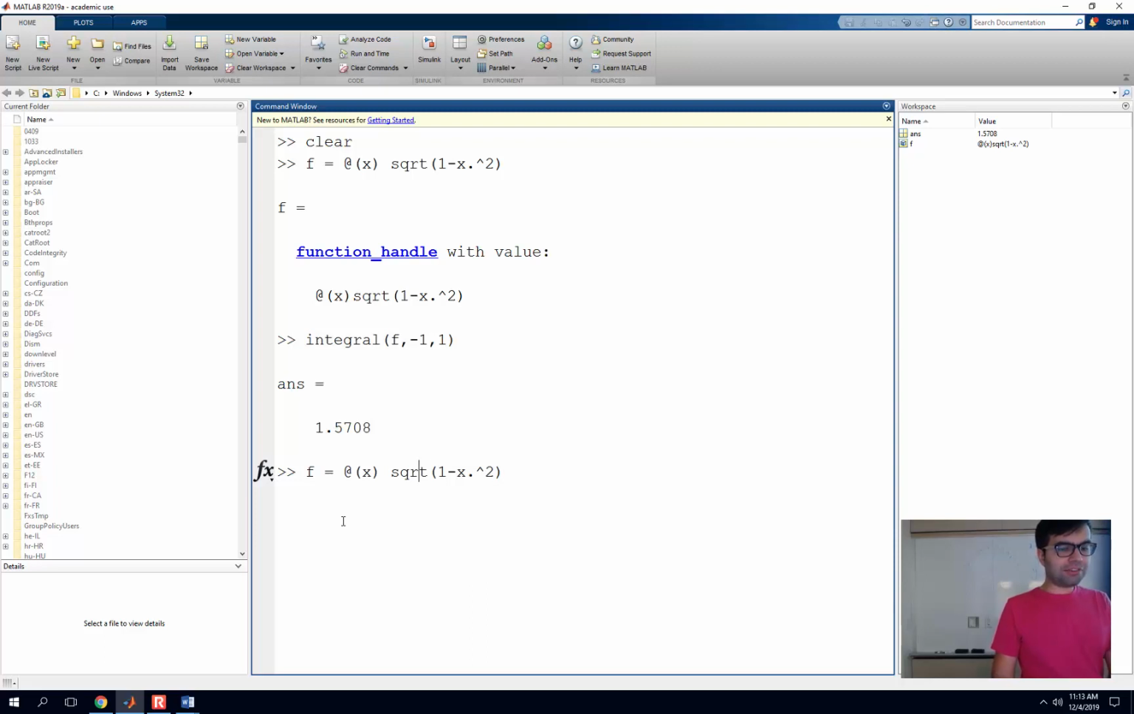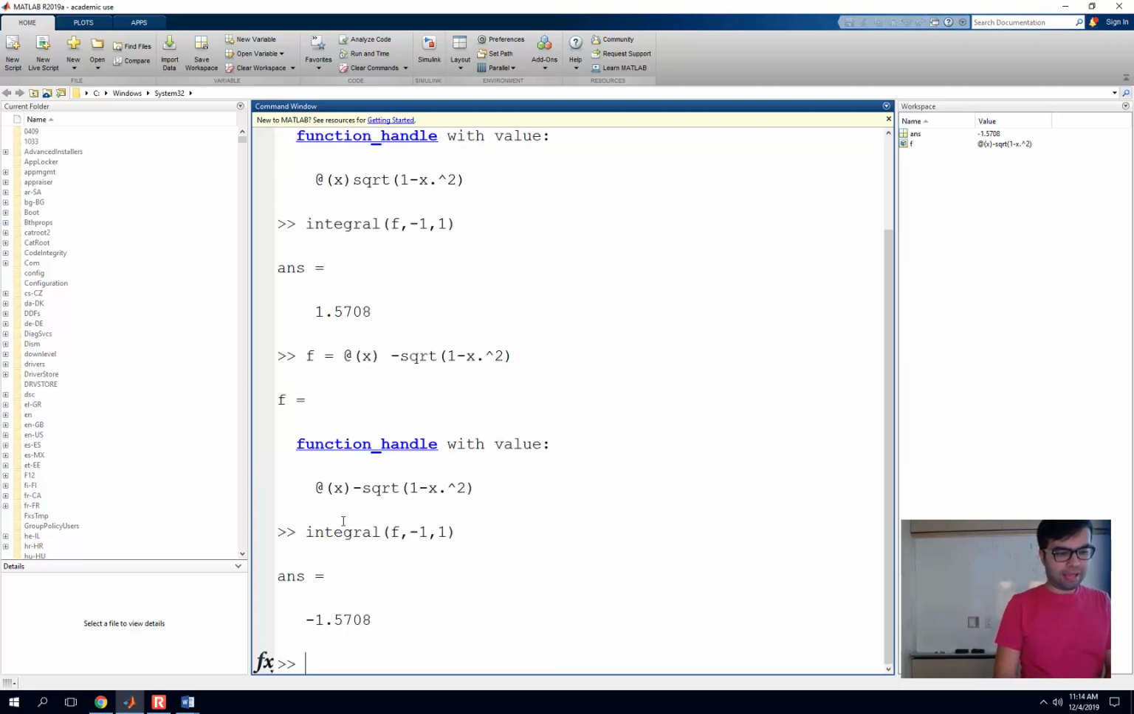I define my f. Now I have defined the upper side, I have to define the lower side as well. And then integral, well, now I have negative 1.57. If I add the integral from the upper side to the integral from the lower side, what will I get? Zero. What's the issue? You get absolute value. We need absolute value.